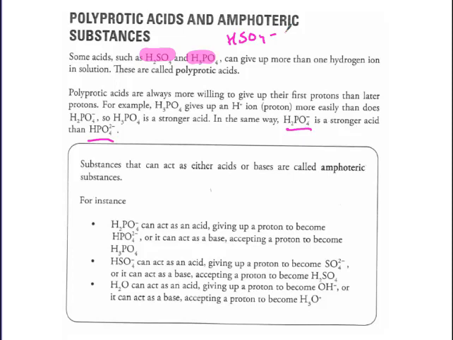So when trying to calculate the pH of a polyprotic acid, you really only have to account for the first hydrogen. H2SO4 is the only exception because HSO4 negative is actually a rather strong weak acid. And then some substances can act as an acid or a base. They're called amphoteric. Water is an example of amphoteric. Sometimes it gains a proton to become H3O. Sometimes it loses a proton to become OH.